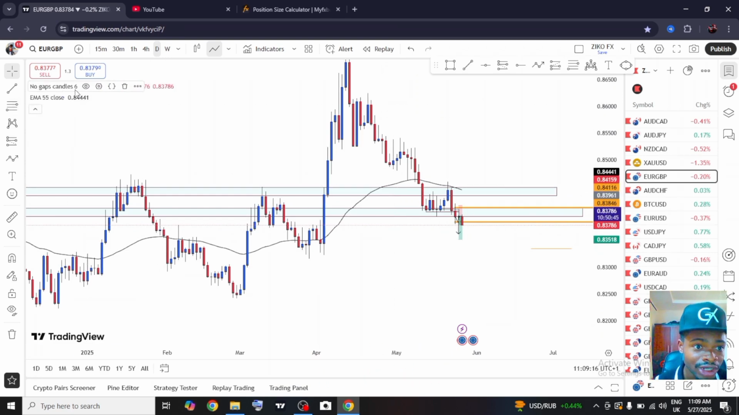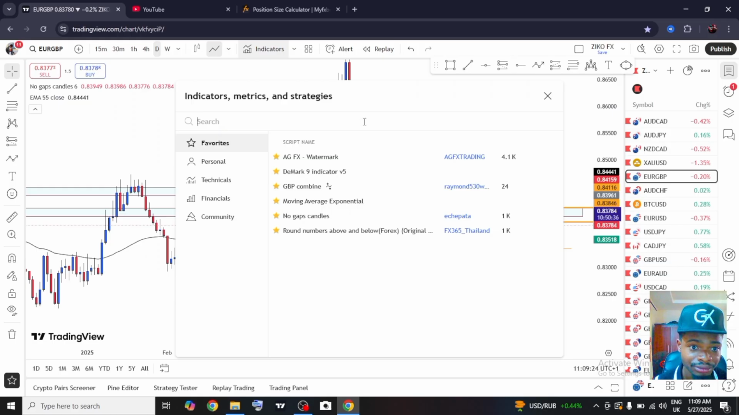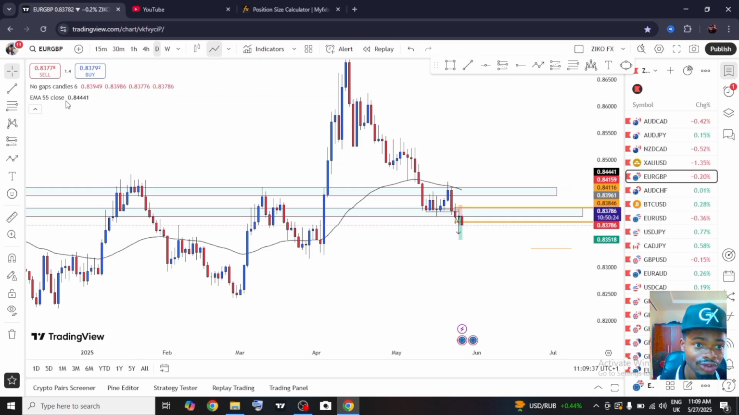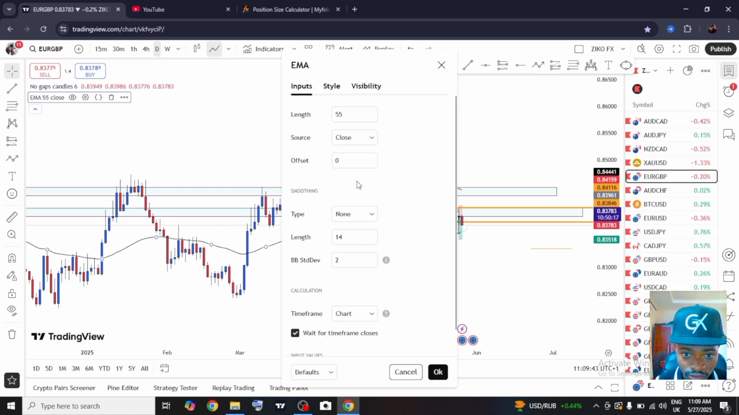We use the moving average. Now, if you don't know how to look for indicators, you just come over here to indicators and search EMA, right? Once you get your EMA, it will be something like this, right? Once you look for your EMA, you come over to settings right here, like this, right? And turn this length to 50.